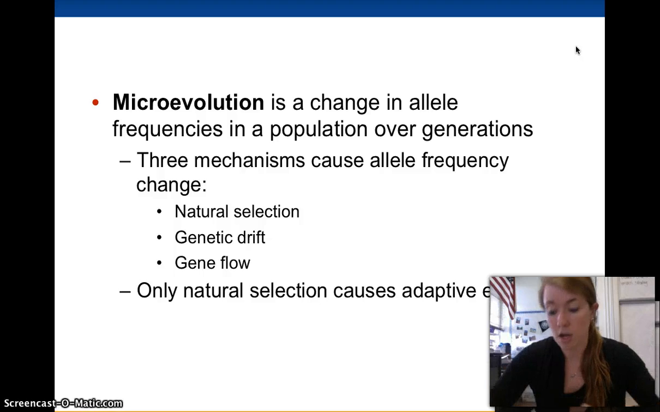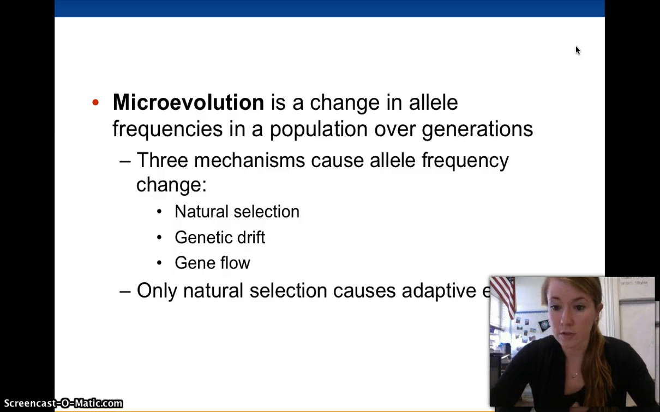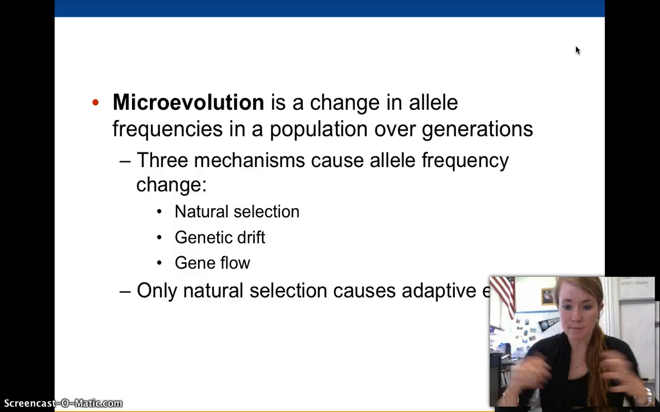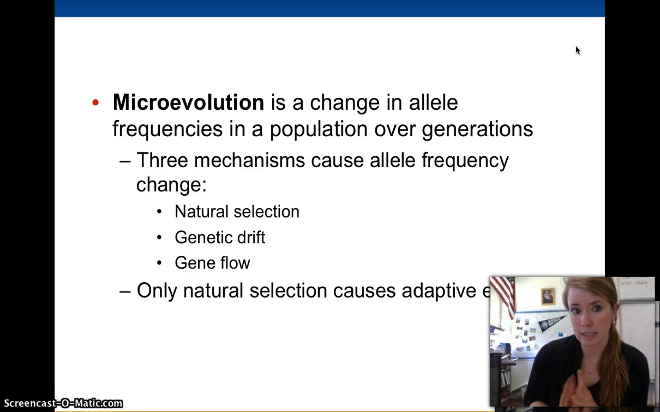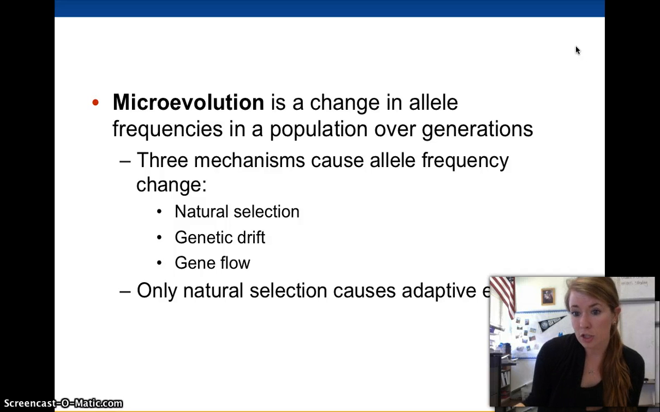So it's called microevolution. This is evolution on the smallest scale, micro meaning tiny. This is when we look at the change in allele frequencies in a population over several generations. So we're looking at the frequency of a dominant allele or a recessive allele in a population over many generations and seeing how that changes.